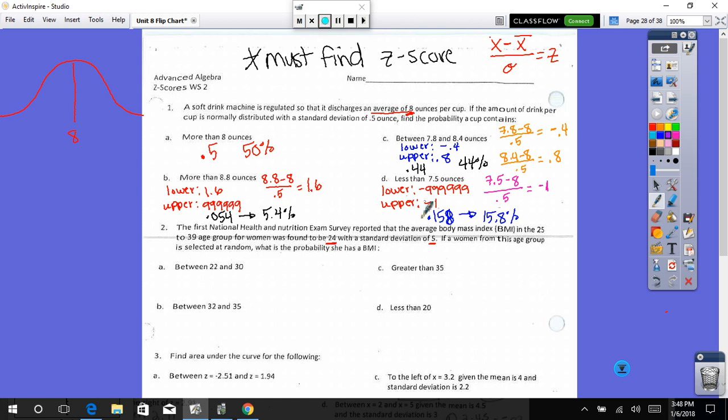Again, we have to find the z-score. These are not z-scores. These are the values of their body mass index. So my first one is a 22. My average is 24, standard deviation of 5. My second one is 30 minus the average over the standard deviation. So my first z-score that I'm going to be working with is negative 0.4, and my next is 1.2.